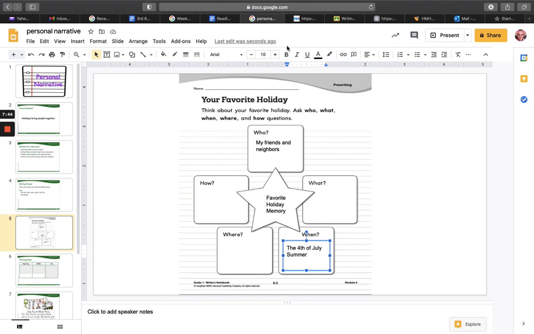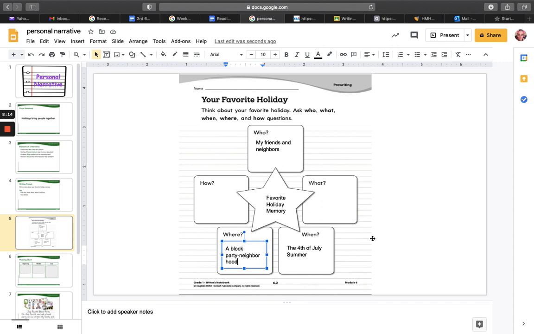And where? So where? I go to another text box. Where did this happen? Well, this was a block party type thing. And I did not spell that right. A block party. So that's kind of where. So the neighborhood. It's a block party. Have you ever been to a block party?